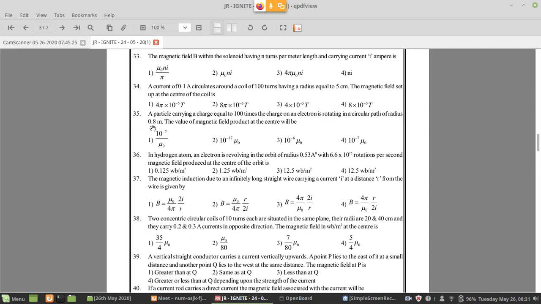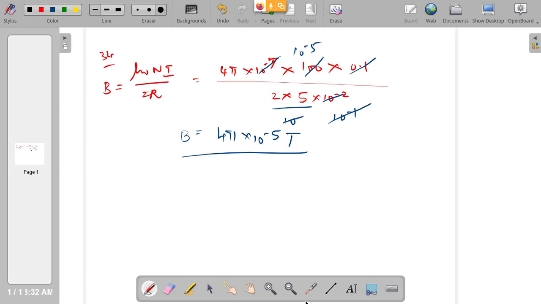35th question, you see. A particle carrying a charge equal to 100 times the charge of an electron is rotating in a circular path of radius 0.8 meters. The value of the magnetic field at the center will be. This is what they are asking. So it is basically a particle going around a circular loop. The particle has 100 times the charge of the electron. So it's a very simple question.